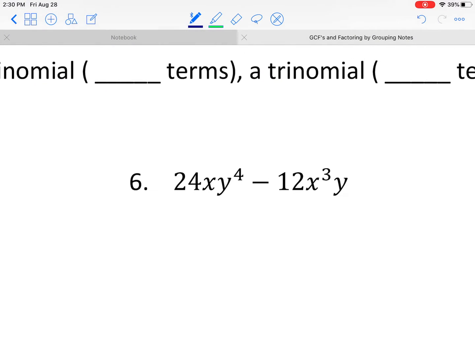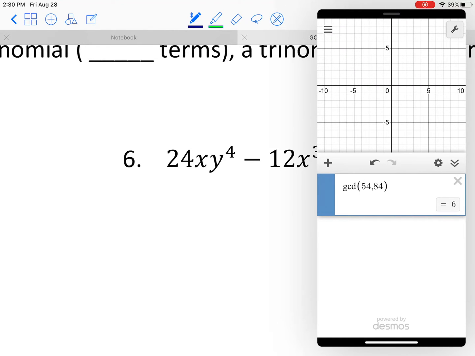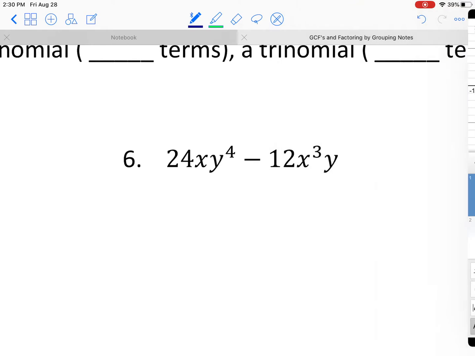So looking at number 6, GCF, what's the biggest number that goes into 24 and 12? 24 and 12, not sure? Go ahead and use Desmos. Because if we don't take out the greatest common factor, then we're not going to be factored completely. So for 24 and 12, it's going to be 12. Okay? So 12 is going to be part of our GCF.